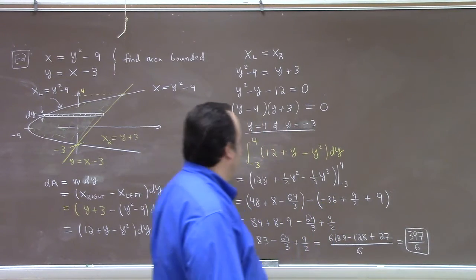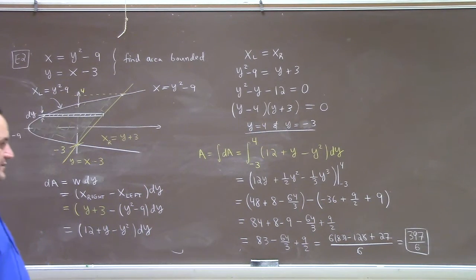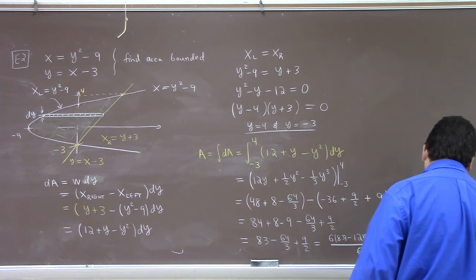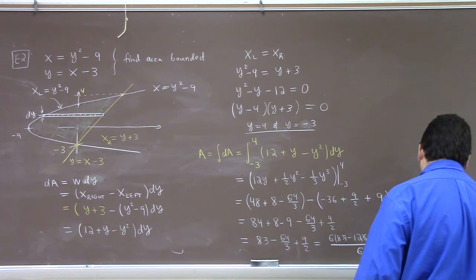So obviously, there you go. That's the area bounded, which is, like, what is that? Give me the decimal. I'm just curious. 66.1666.